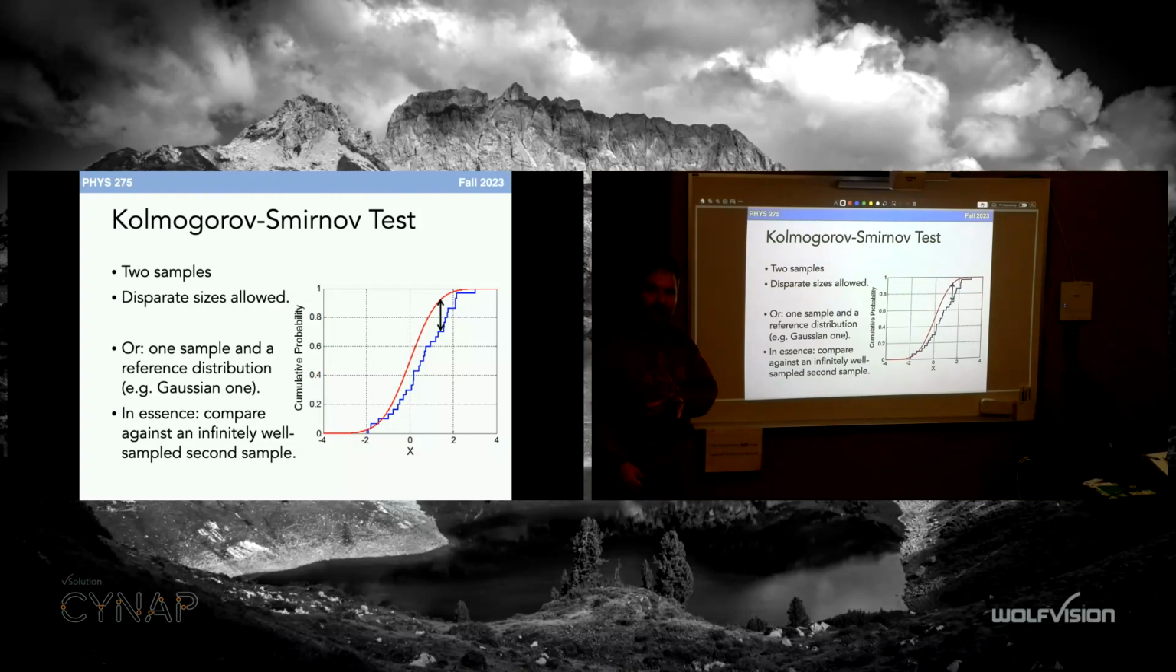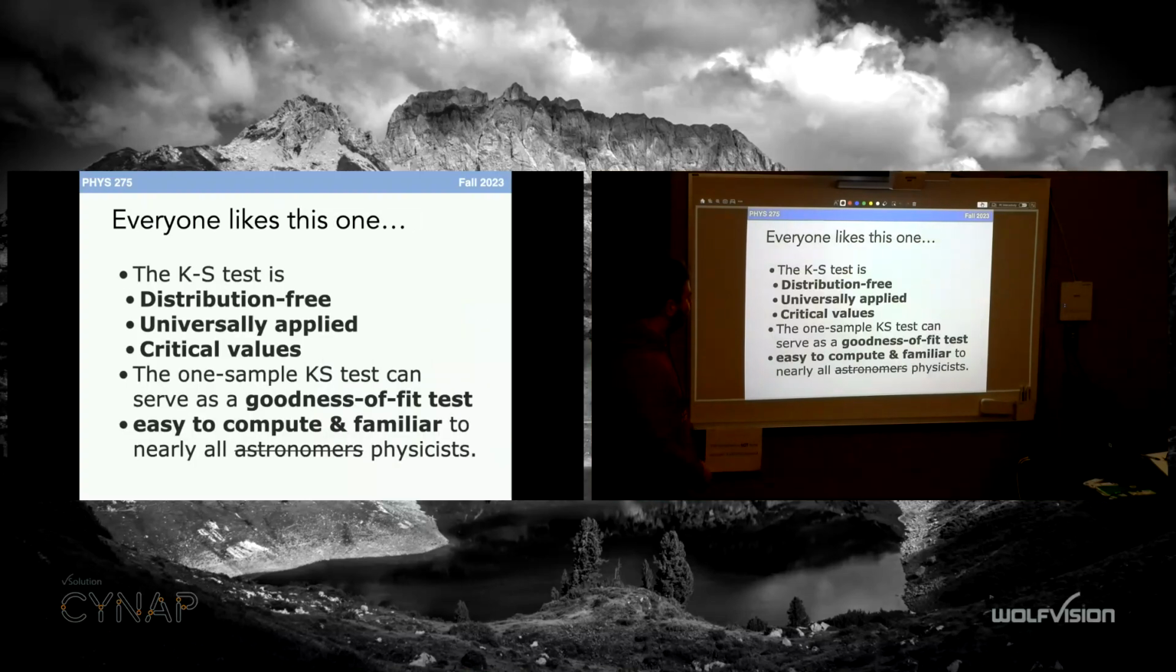I find this a really useful property. Everyone likes this one, or at least the astronomers love the Kolmogorov-Smirnov test, because they basically have all these different samples. And so it's a distribution. We don't care about the distribution. We don't care if it's Gaussian or log normal or whatever. So it's completely agnostic on that part.